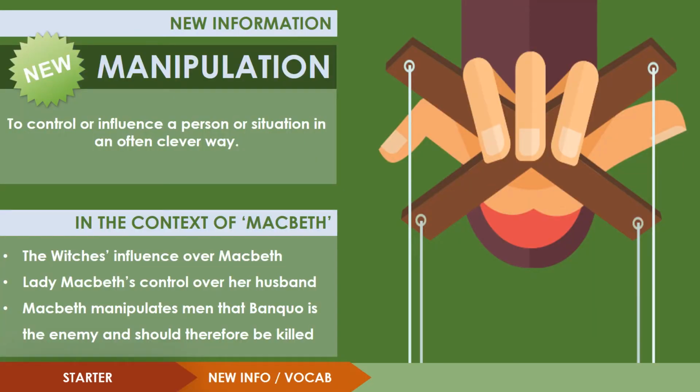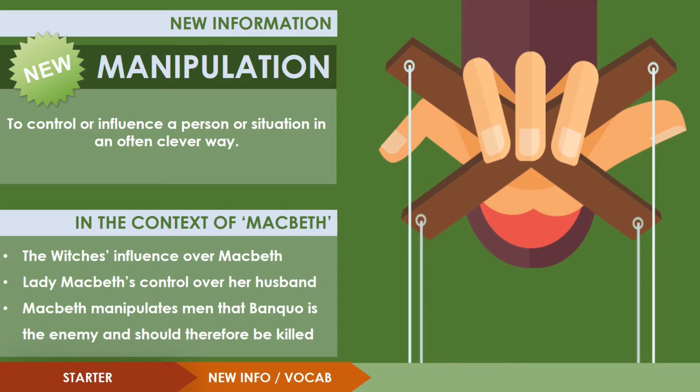Okay guys, let's look at our key word or perhaps theme of today's lesson, so manipulation. On a piece of paper or Word document, can you please write this key word? Manipulation is to control or influence a person or situation in an often clever way.